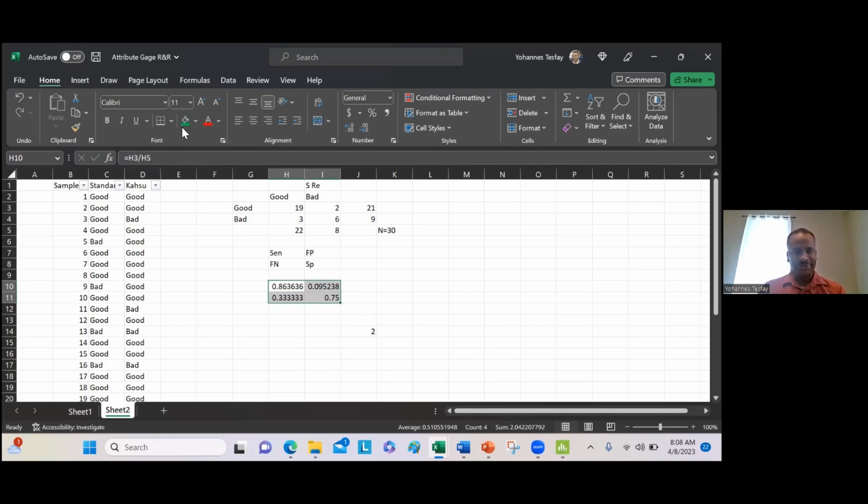Sensitivity of this measurement, you see, sensitivity of this measurement is greater than 80%. Okay, 80%.